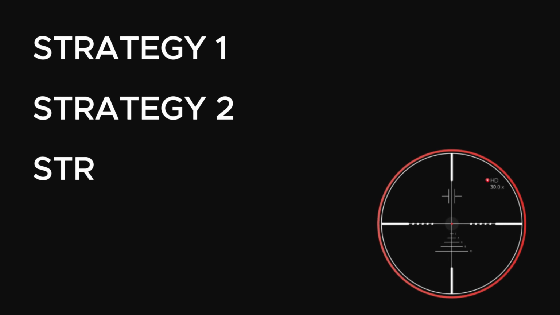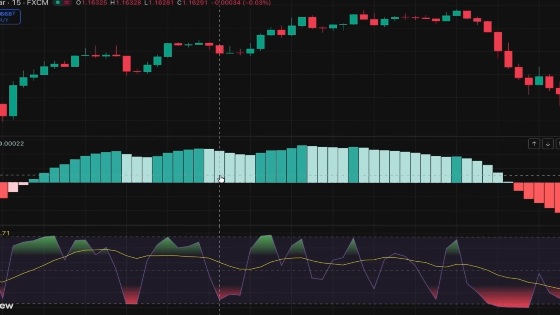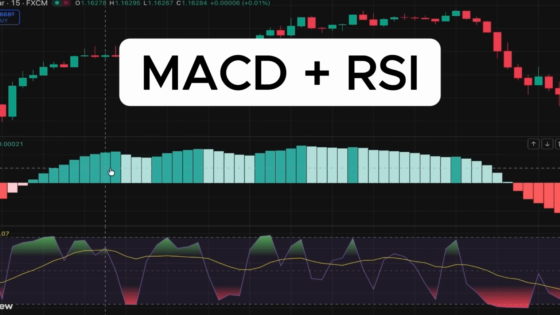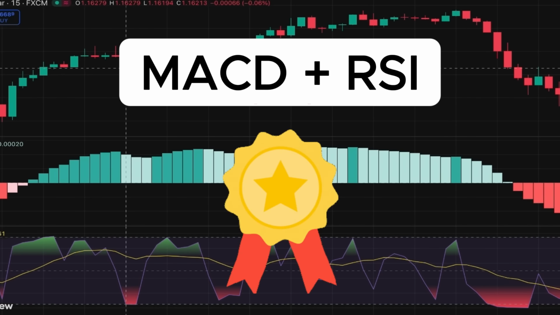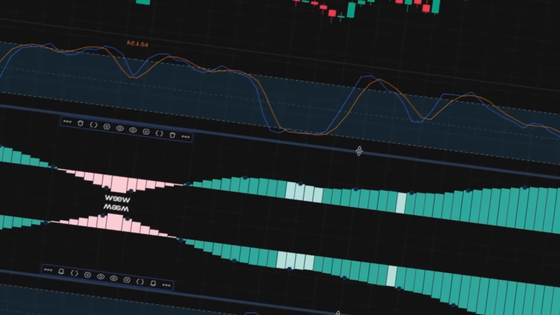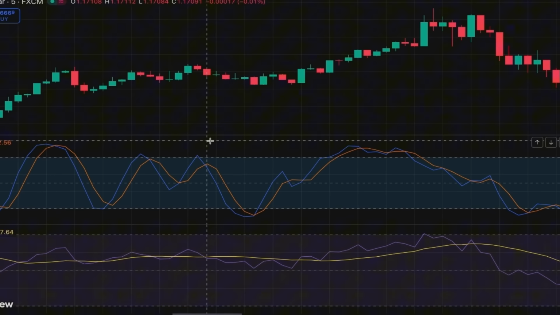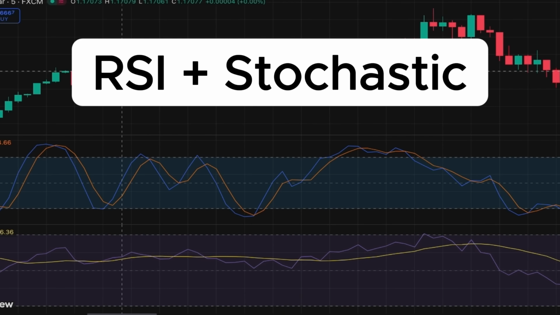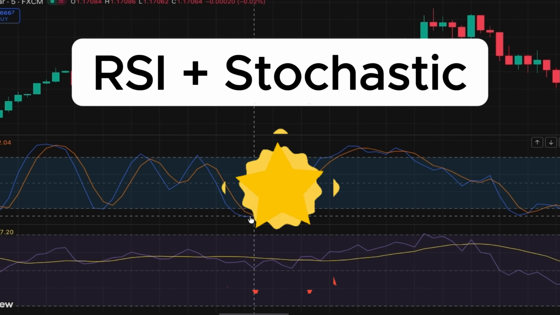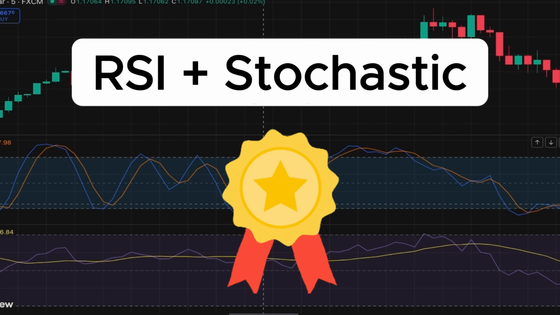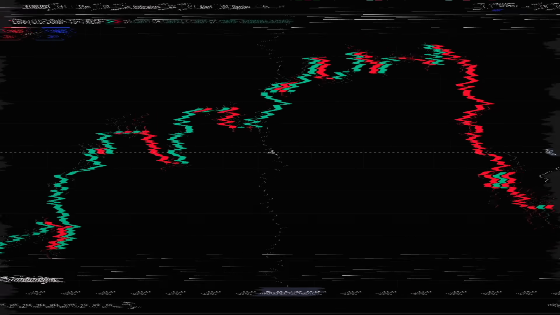Three strategies are explained in this video. The first one is a mix of MACD and RSI with some special settings for accuracy. The second one is a mix of MACD and Stochastic with secret settings for profitability. And the third one is a mix of RSI and Stochastic with unique settings for exact entry and exit signals. Just make sure you watch this video until the end and let's get started.